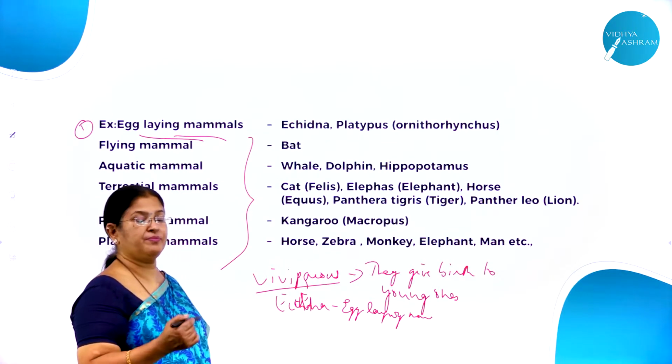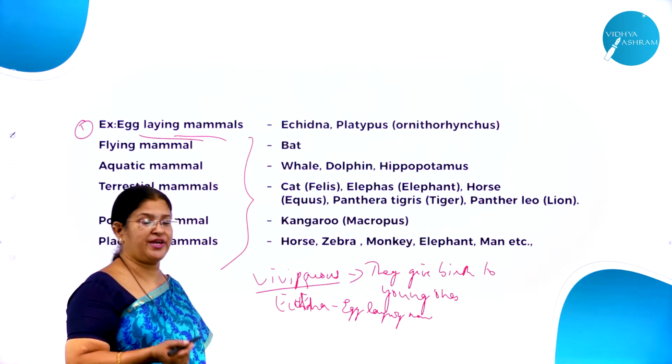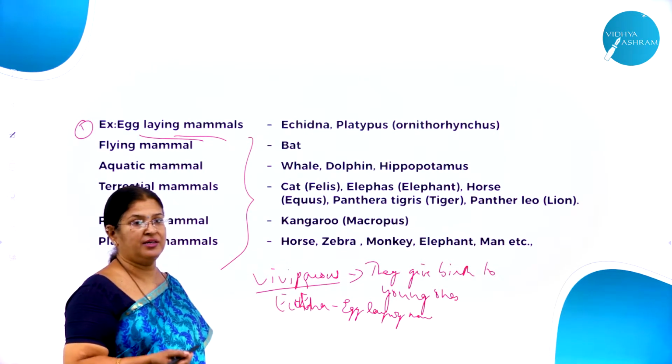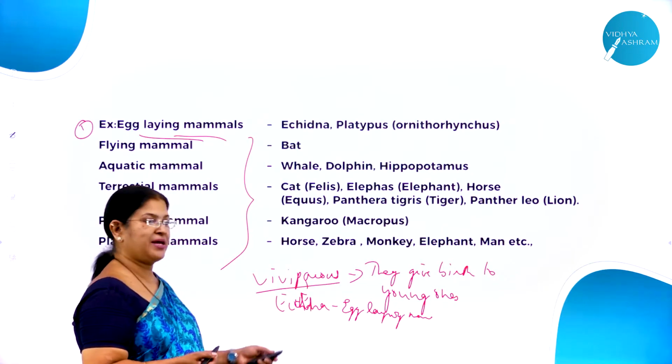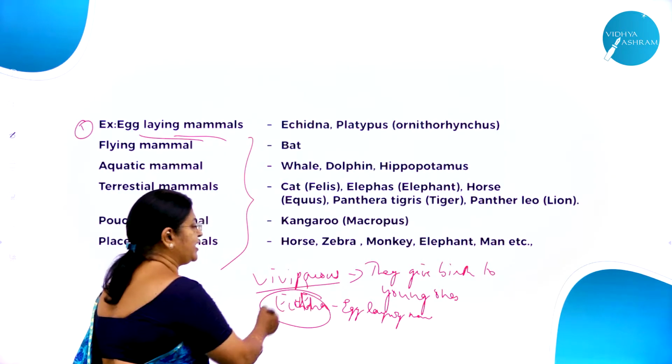Hope you might have come across: birds are oviparous, egg-laying animals. They lay eggs, and that too cleidoic eggs, calcareous shelled eggs. Here they are viviparous. They give birth to young ones, except for echidna, which is an egg-laying mammal.